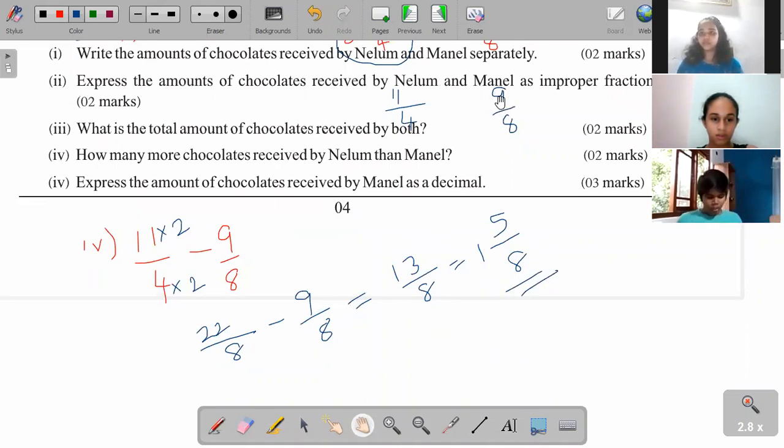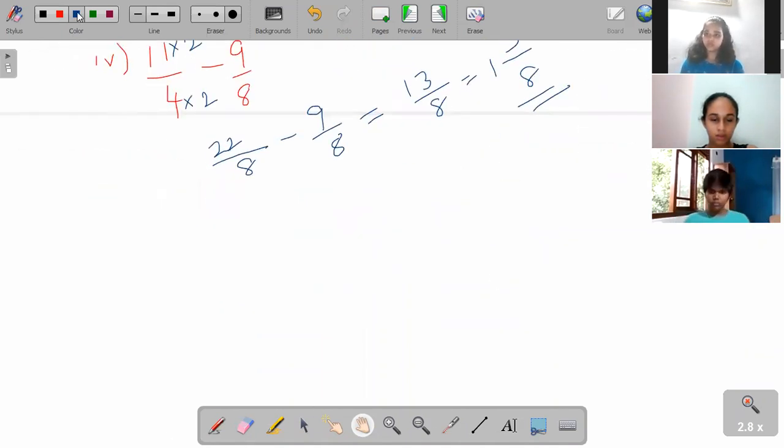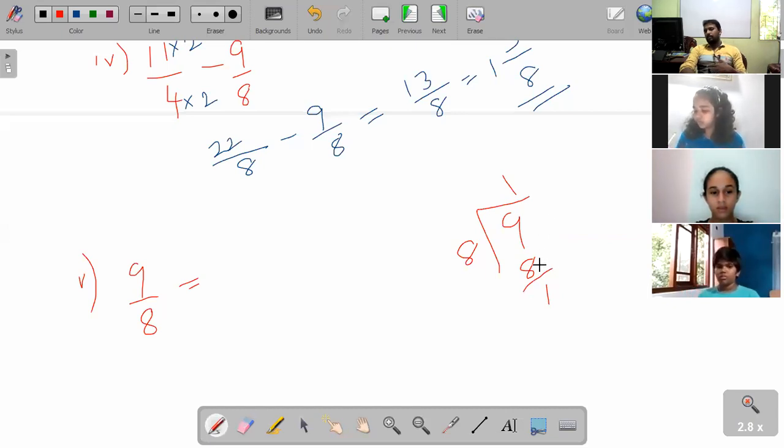Manil received as a fraction 9 over 8. So I will write down the received fraction, 9 over 8. How can you write 9 over 8 as a decimal number? 9 over 8 means 9 divided by 8. How many? 1. 1 times 8, 8. Remaining 1. Then we have to divide further.